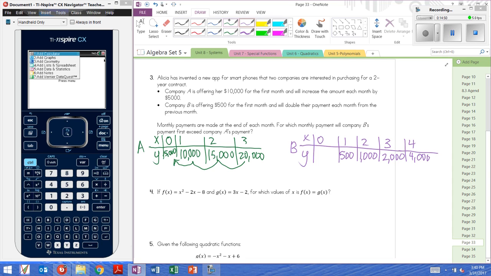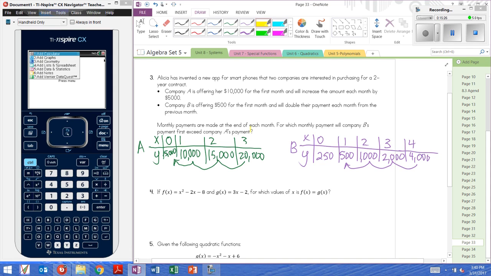So if we work backwards, it looks like we're multiplying by 2, aren't we? So if I wanted to go backwards, couldn't I just divide by 2? So 500 cut in half would be 250. All right, so what it's asking is for which monthly payment will company B's payment first exceed company A? I mean, gosh, right now we're at 4,000 compared to 20,000. That's not even the 4th month here. That was only the 3rd month.